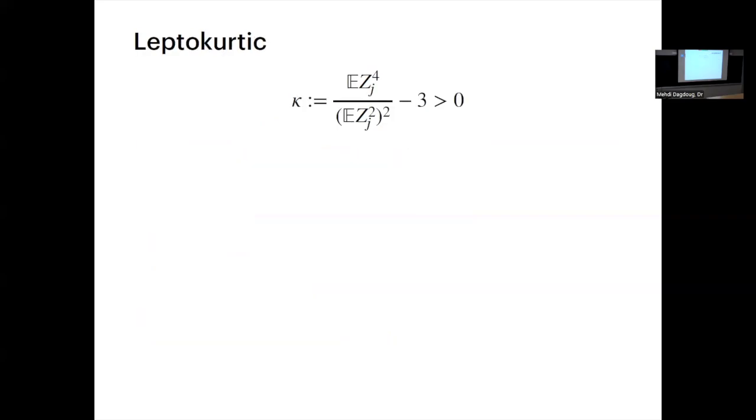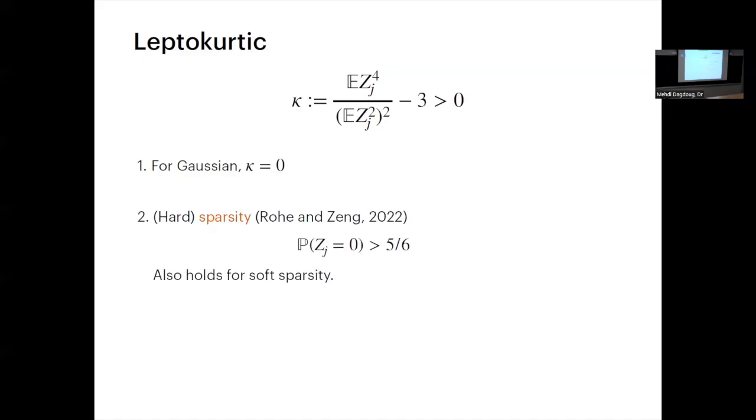Before that, I want to give you some intuition about the specialty of being leptokurtic for Z. Independence is something we can understand, but what about leptokurtic? It essentially means the following: the excess kurtosis is greater than 0, and for Gaussian this is 0. So this is one way to say it's not Gaussian, but not the only way.